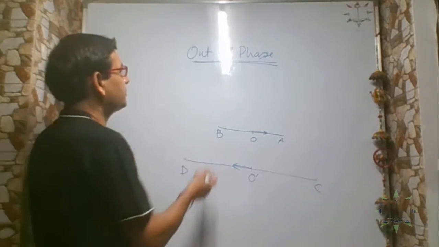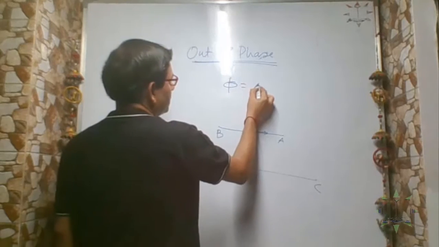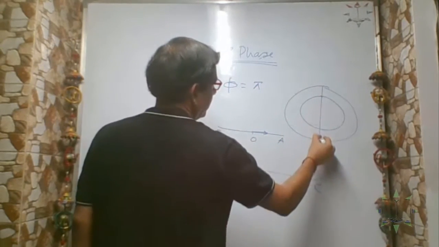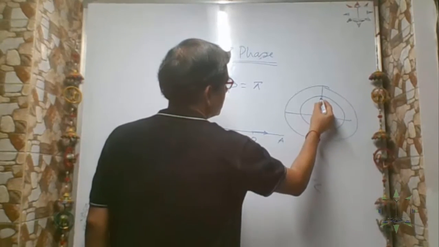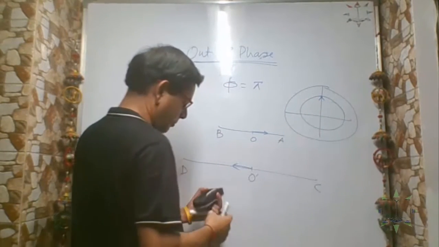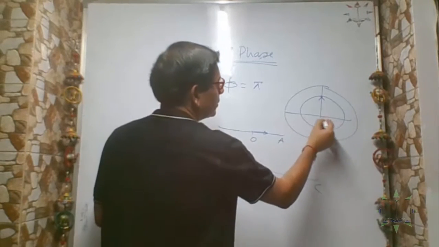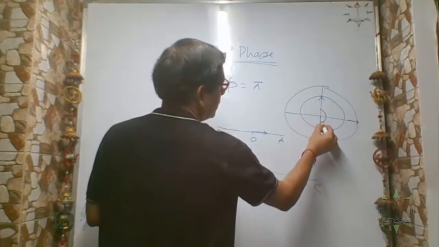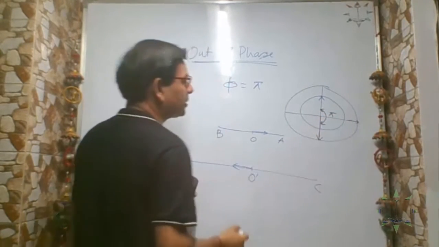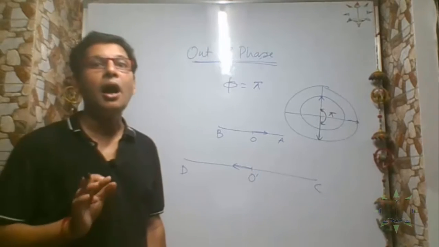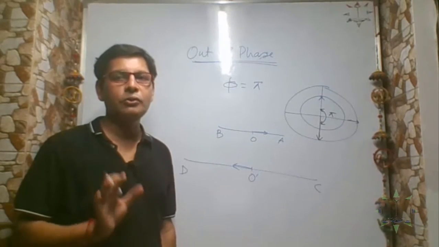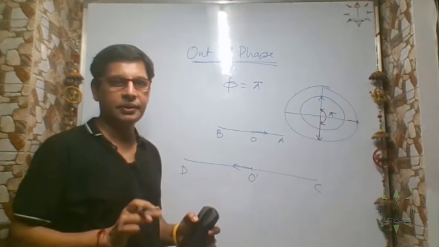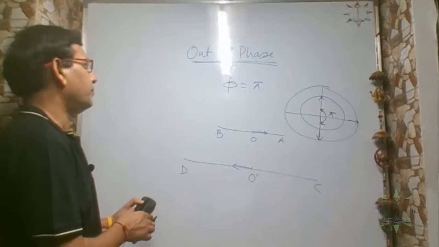So when the phase difference between the particles is 180 degree, what does it mean? In the circular motion, the first radius vector of the small circle goes here. By this time, the radius vector of the bigger circle goes here. So the angle between them is pi, 180 degree. The particle is said to be out of phase. So out of phase means the angle between the two simple harmonic motions is 180 degree. Correct?